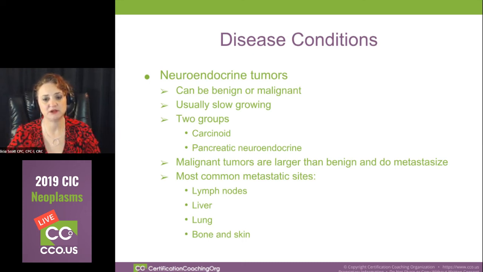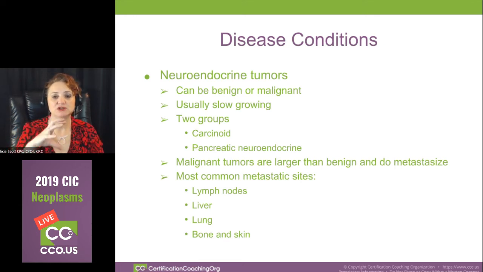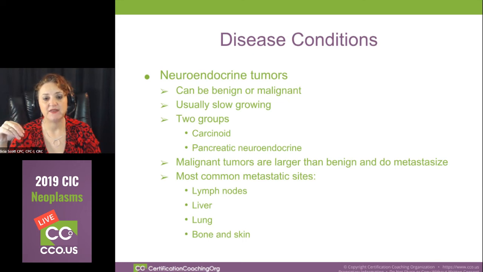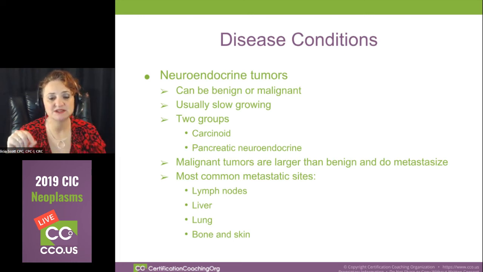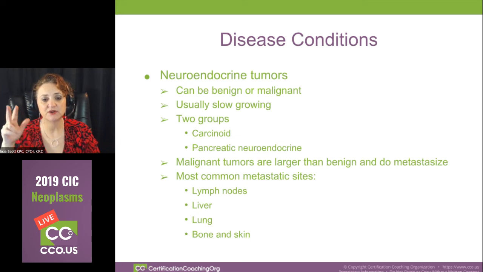If you end up having a malignant tumor in this area, what they find is that when they're small, they're benign, but when they're larger, they end up being malignant, and they do metastasize. But when they do metastasize, the most common places they like to go are the lymph nodes, liver, lung, bone, and skin.